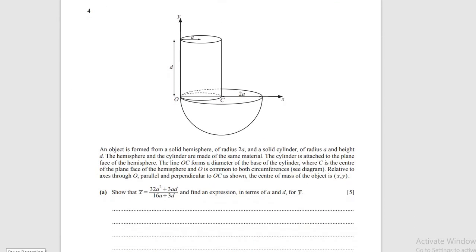Okay, now we have an object. It's formed from a solid hemisphere of radius 2a and a solid cylinder of radius a. Look at the hemisphere radius 2a, cylinder radius a, and the height of the cylinder is d. The hemisphere and the cylinder are made of the same material. Same material means same density.